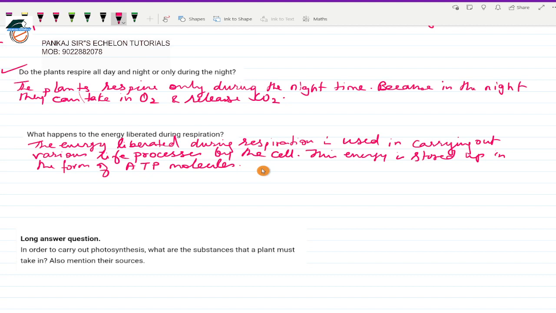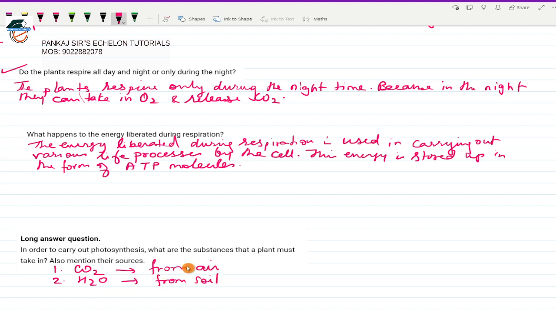And next question is, in order to carry out photosynthesis, what are the substances that a plant must take in? Also mention their sources. So we did this in a previous question somewhere, and gave the answer to this question as well. So there are some four things which are needed. So I'll write down what are the substances that the plant must take in. So number one is first of all carbon dioxide, and the source also I'll write. The source is from the atmosphere, isn't it? Or you can say from the air. Second, it needs water, and this is taken from the soil.